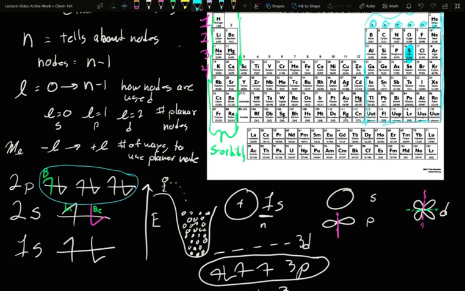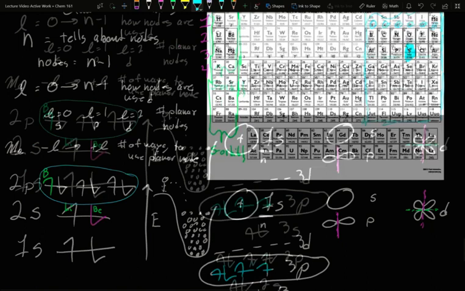Go back and look. Well, it was in the 3rd row, so it was n equals 3. It was in the p block, and it was the 4th element in the p block. Just by looking at where sulfur is, we could have determined that its last electron was the fourth to go into the 3p's. The periodic table is set up to actually let us find this info very quickly.